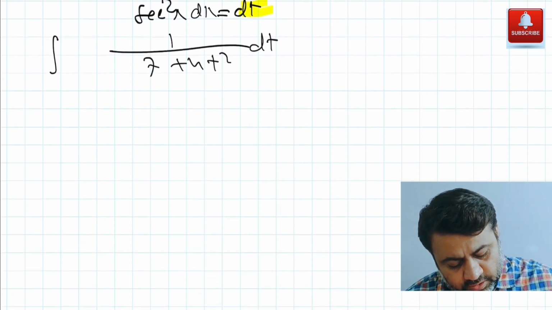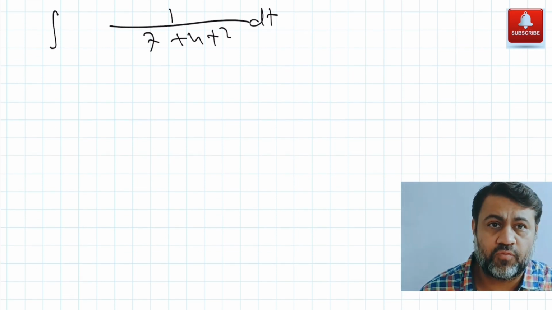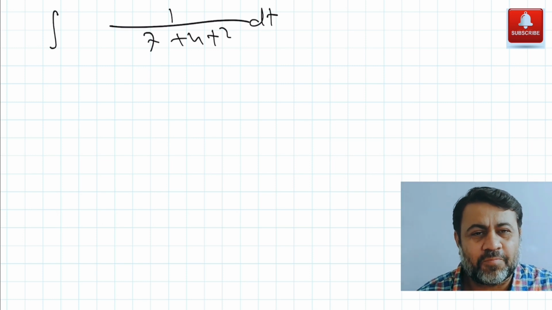Now we focus on this: suppose the question is 1 by 7 plus 4 t square, what to do? This is simple, right? It is 1 by constant plus variable square, without a square root. So you need to apply the formula for 1 by a square plus x square.